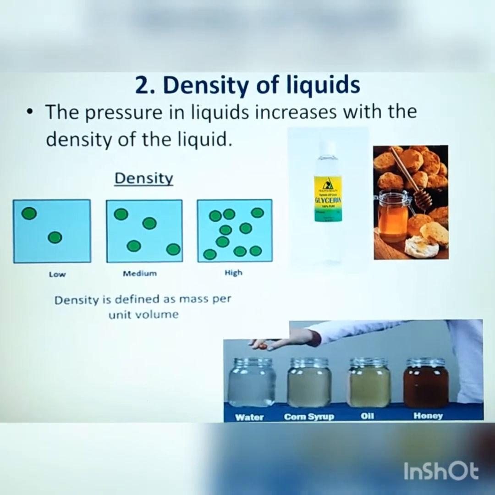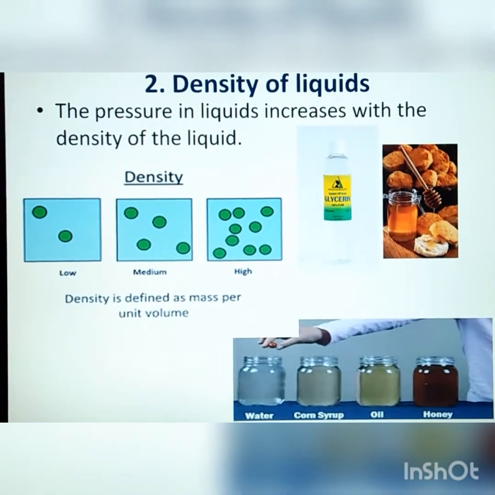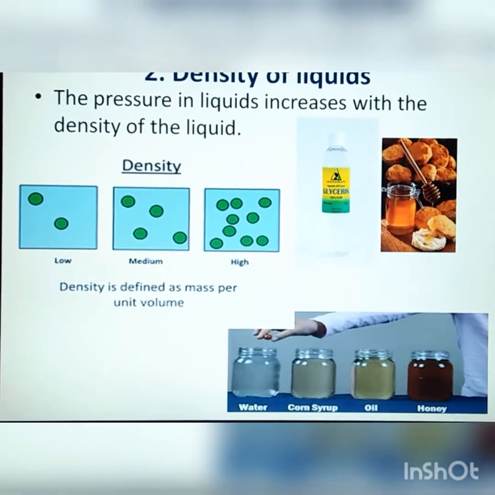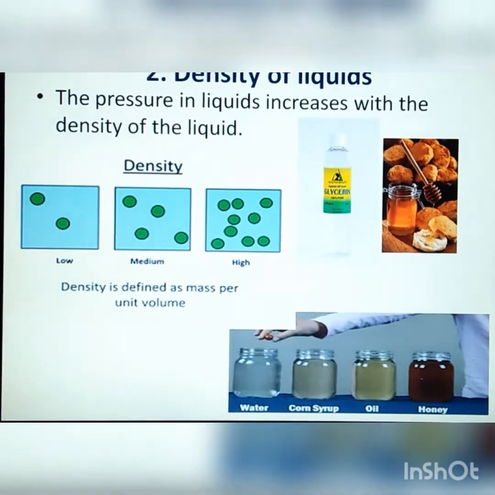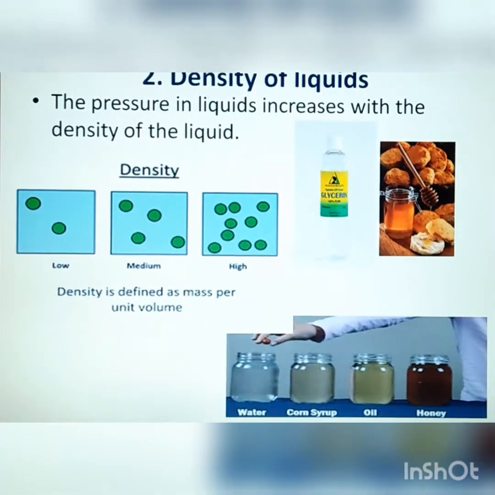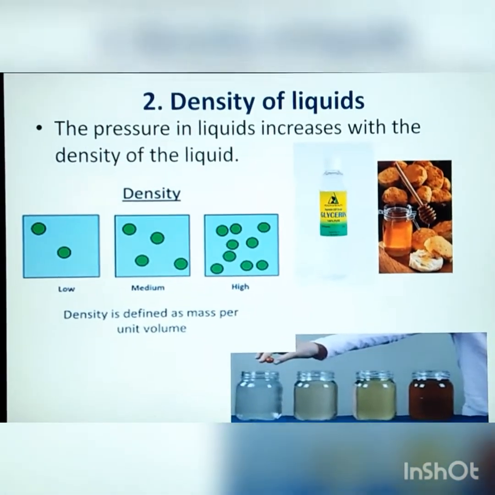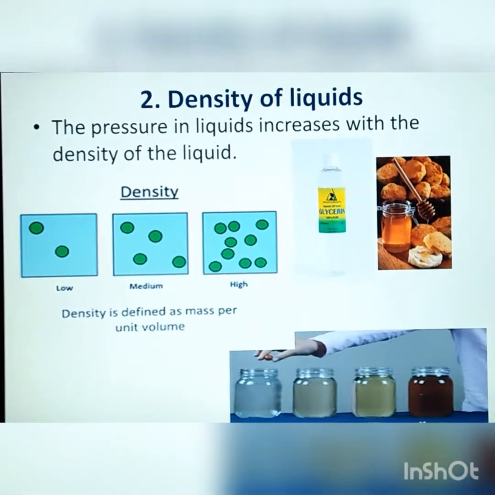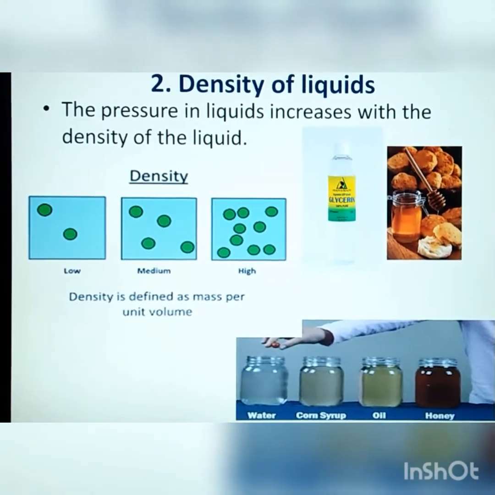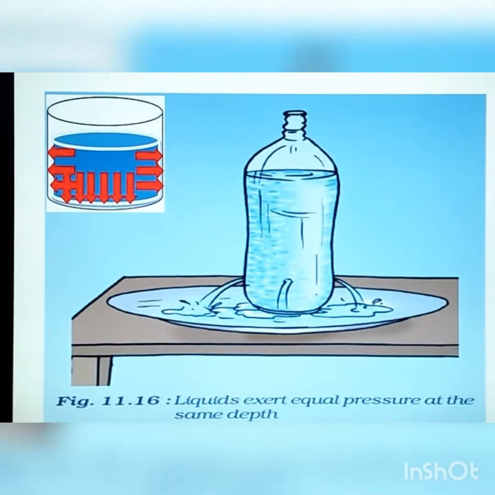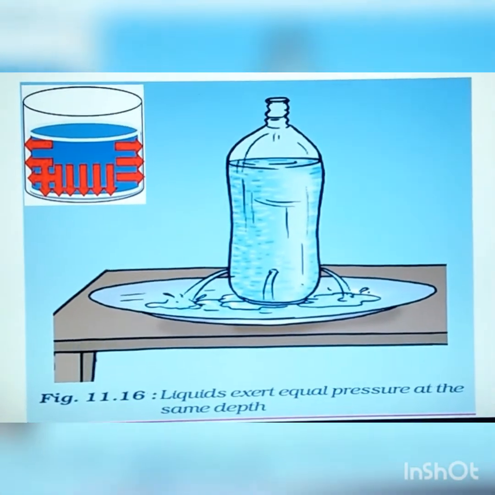Understood? The liquids like honey and glycerine are denser, oil is dense, the milk, then water, then ink, they are less dense. So the denser the liquid is, the higher the pressure it applies. Understood? Understood all of you? Denser liquids like honey and glycerine will apply more pressure as compared to water and ink or milk. These are the two factors on which the liquid pressure depends.